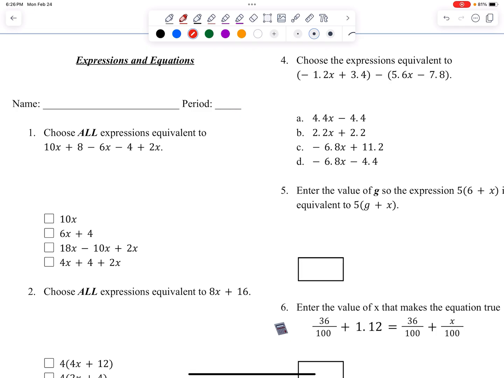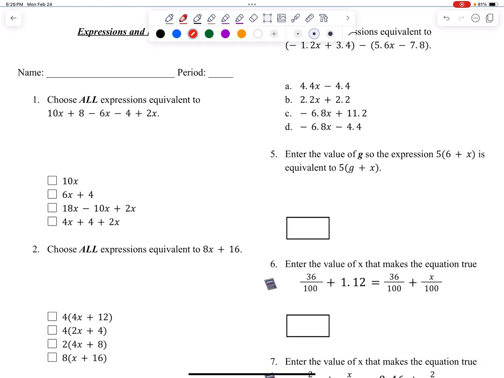7th grade expressions and equations. Wait, this sounds familiar. The first one I did for 7th grade was algebraic expressions and equations, although this looks a little bit different. Let's see what we're looking at here.